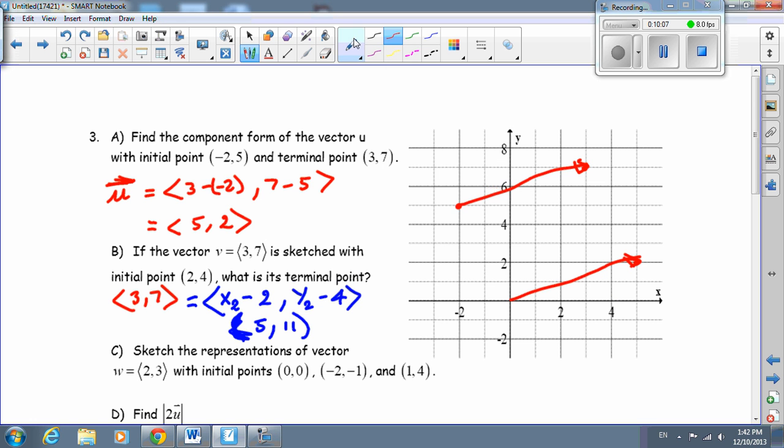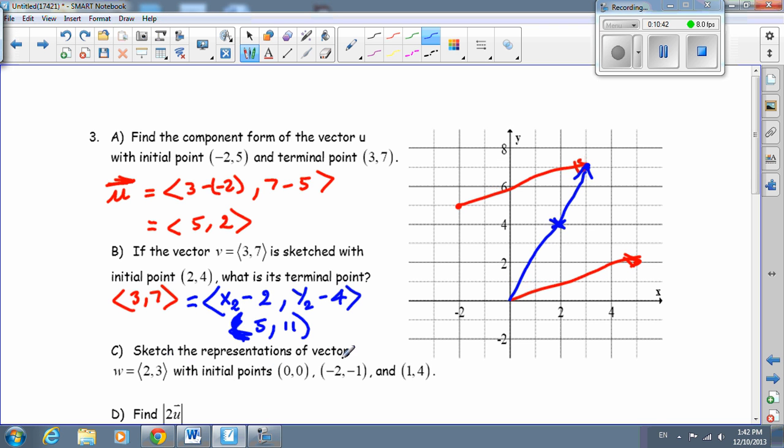Now let's deal with V. If the vector V is 3, 7, meaning 3 and 7, which is here, this is V now. It goes from here all the way here. That's the vector V. And we're trying to figure out, if the initial point is at 2, 4, right here, where will it end instead? Note that it traveled 3 more here. So based on what we got, it will go to 5, 11.